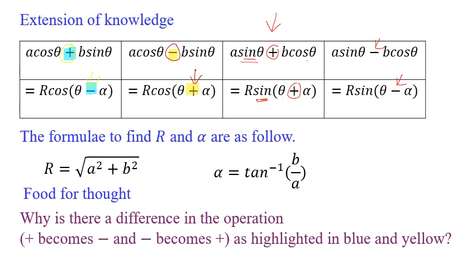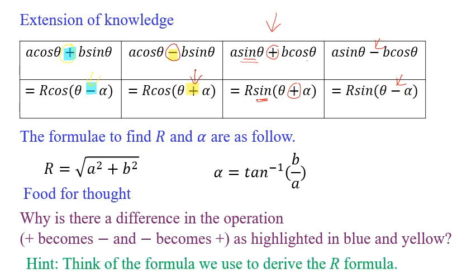Right. Actually, it's not very difficult to answer these questions. All you need to do is go back to the addition formulae, and you will understand why the cos plus become minus, minus become plus. Because remember that the R formula is derived from the addition formulae. So you just go back to look at your addition formulae for cosine and sine, and you understand why.